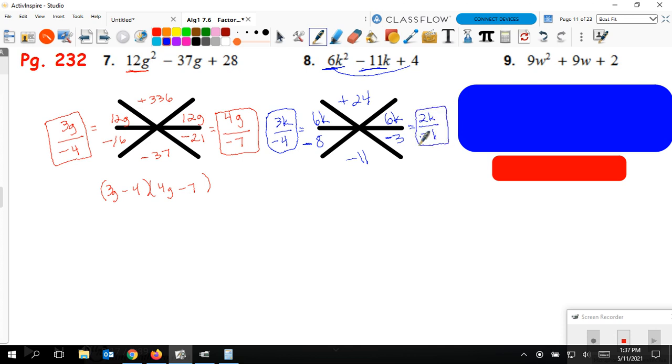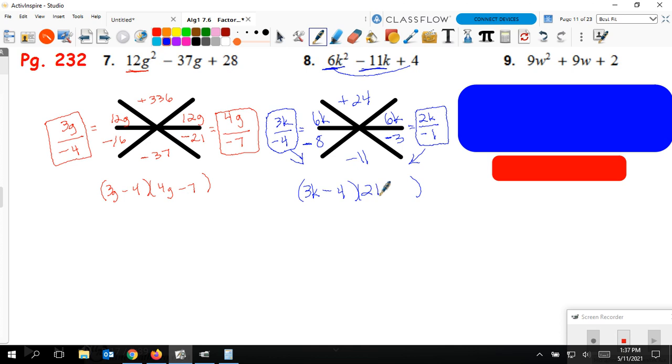And so now we'll see, my 2 binomials, that's what I want. So this binomial here is going to go into one of them. It can go into the first or second, it doesn't really matter. But one binomial is 3k minus 4, and the other one is 2k minus 1, and we are done.